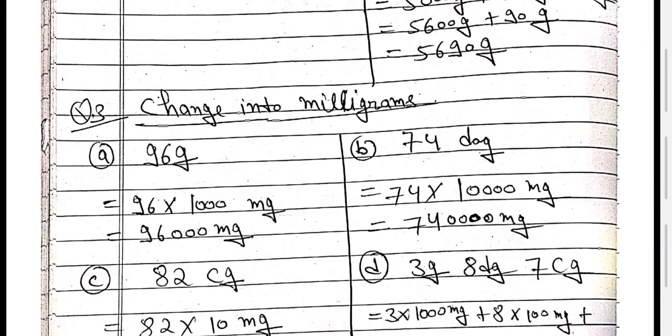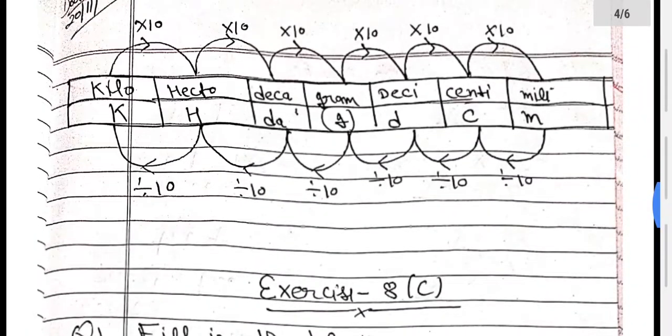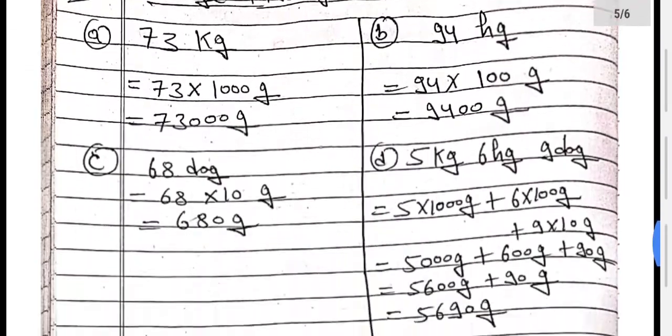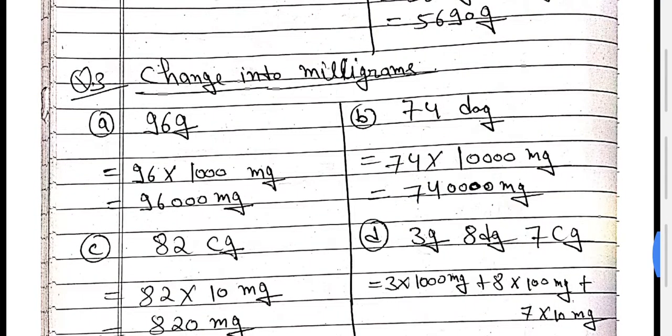Now come to change into milligram. Now just see the gram into milligram. So move this side one step, two step, three steps. So you have to multiply by what? 1000. So multiply by 96, you convert into milligram. So you get 96000 milligram.